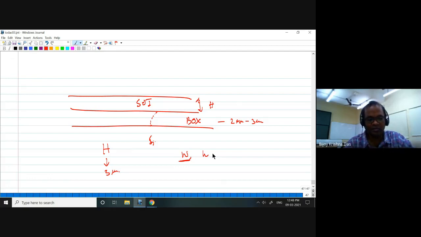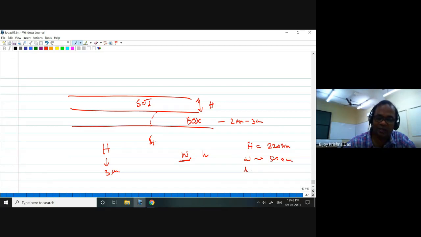So this is a nice method, and you can have 5 micron, 10 micron, and you can also have H as small as 220 nanometer. Currently, the CMOS industry uses 220 nanometer. In that case, W will typically be on the order of 500 nanometer or 450 nanometer. And small h can range from 160 nanometer to 0. Then it can be more or less single mode.